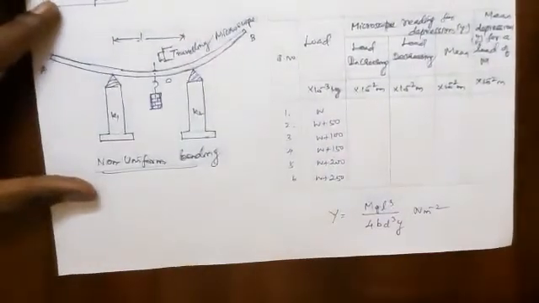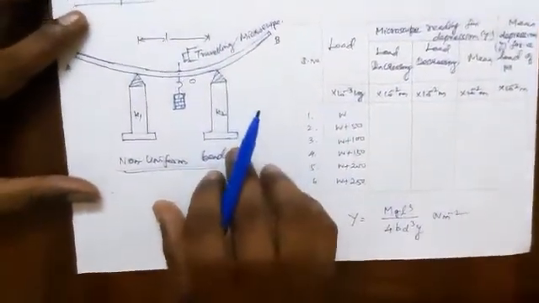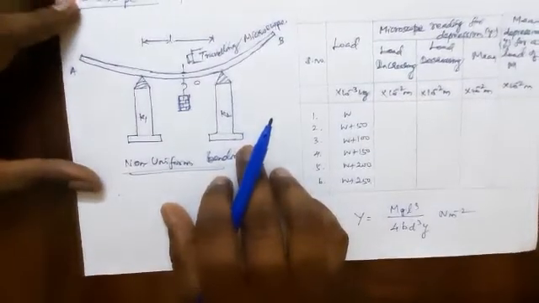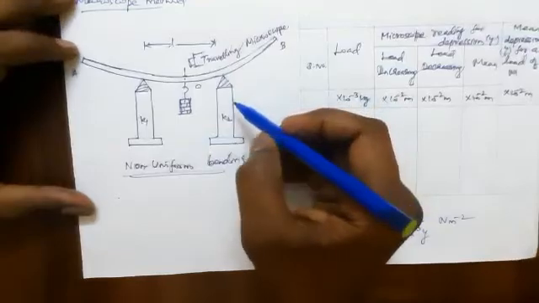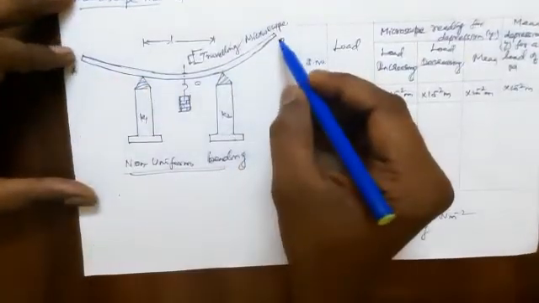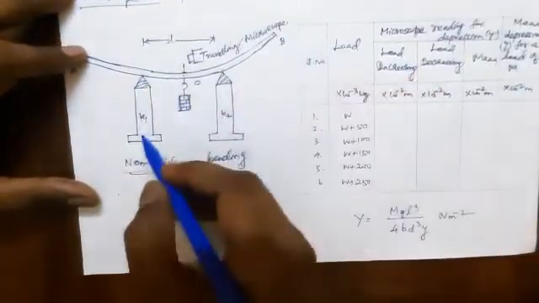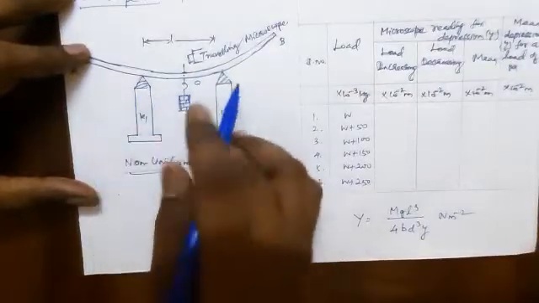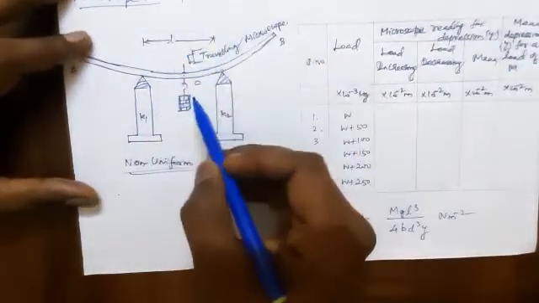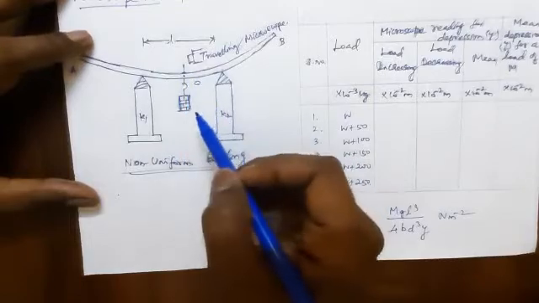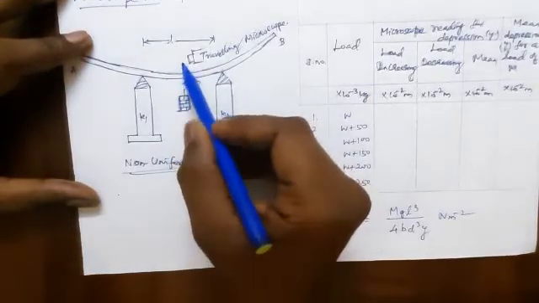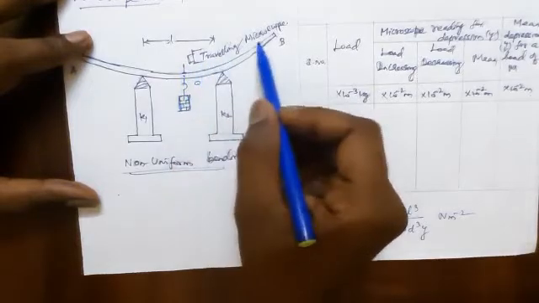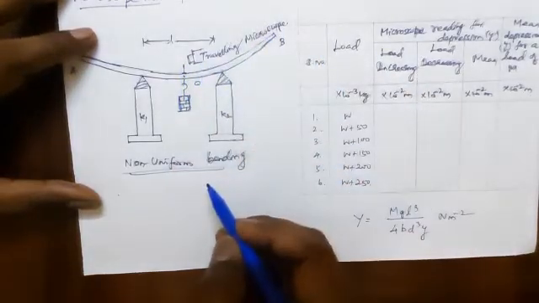Similar to that, in non-uniform bending method, the experimental setup is here. Here, AB is the rectangular cross-section beam supported on two knife edges. The distance between the two knife edges is L. O is the midpoint. At midpoint, a weight hanger is suspended and a pin is fixed. The tip of the pin is focused by traveling microscope.